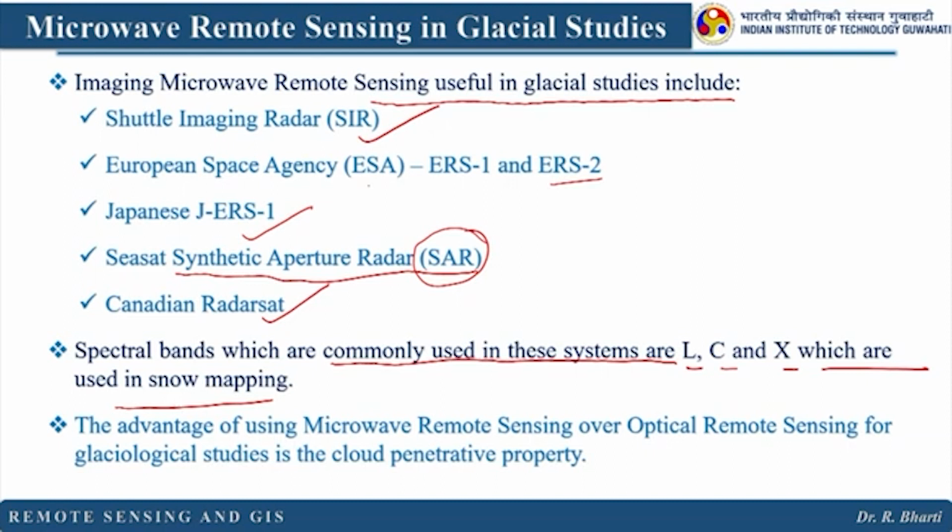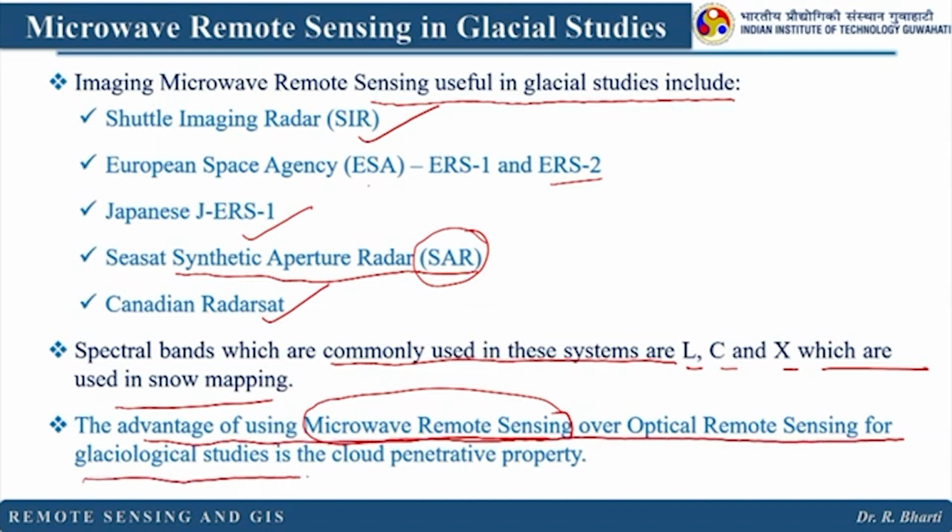Because glaciers are found at higher altitude, most of the time you will have cloud cover and light rain. Because of that, the optical remote sensing data sets are not very useful. That's why microwave remote sensing images are more used in glacial studies. So the advantage of using microwave remote sensing over optical remote sensing for glaciological studies is the cloud penetrative property.